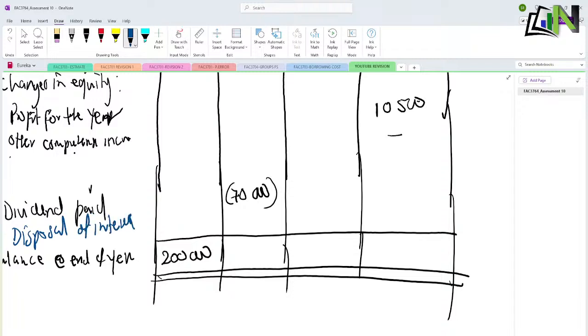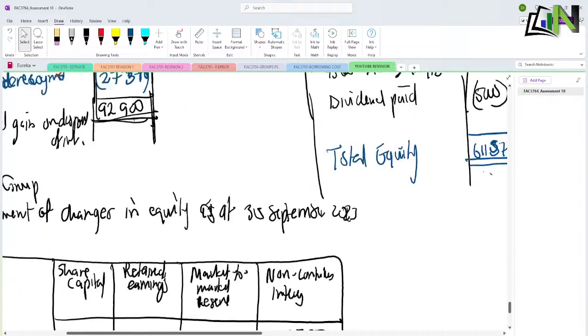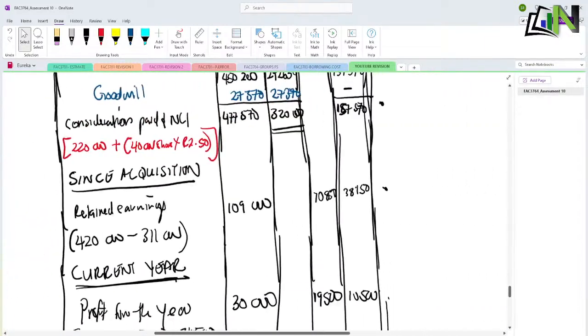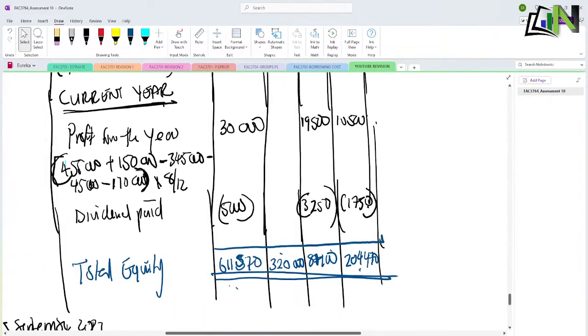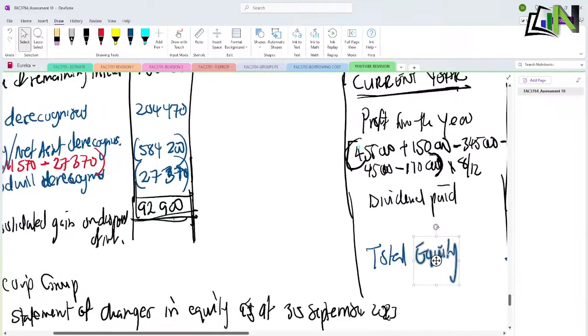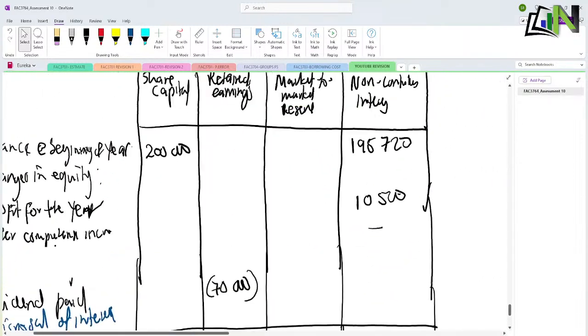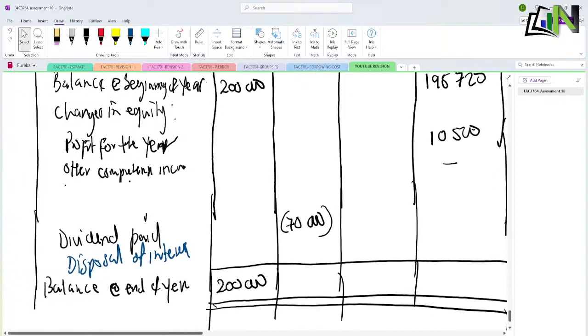Okay, and then the dividends, let's deal with the dividend on the NCI. Guys, NCI basically comes from the analysis. It's just what you did in your analysis. So we dealt with that. It's 1,750, and then 204,470. That's the closing. 1,750. That's my dividend.